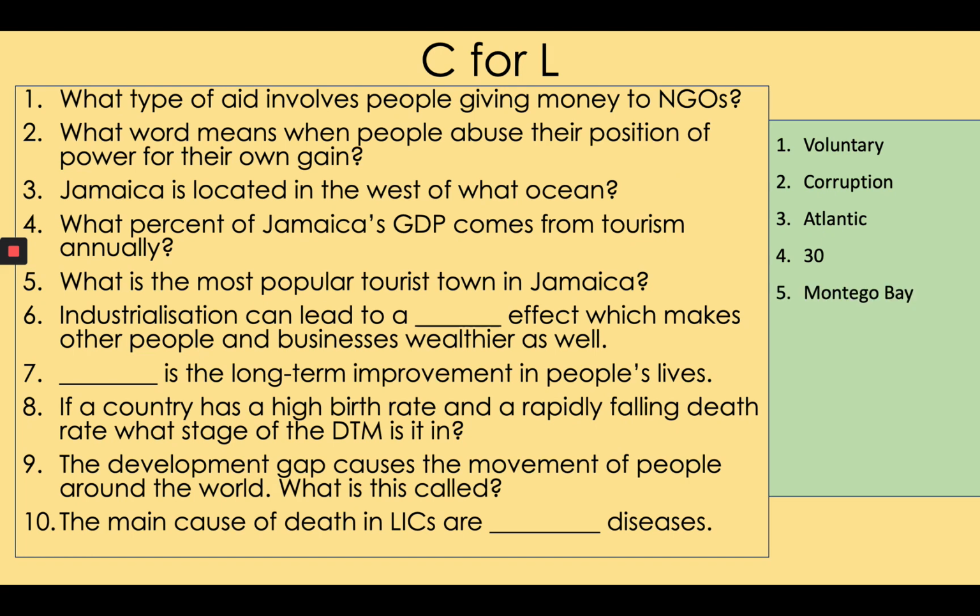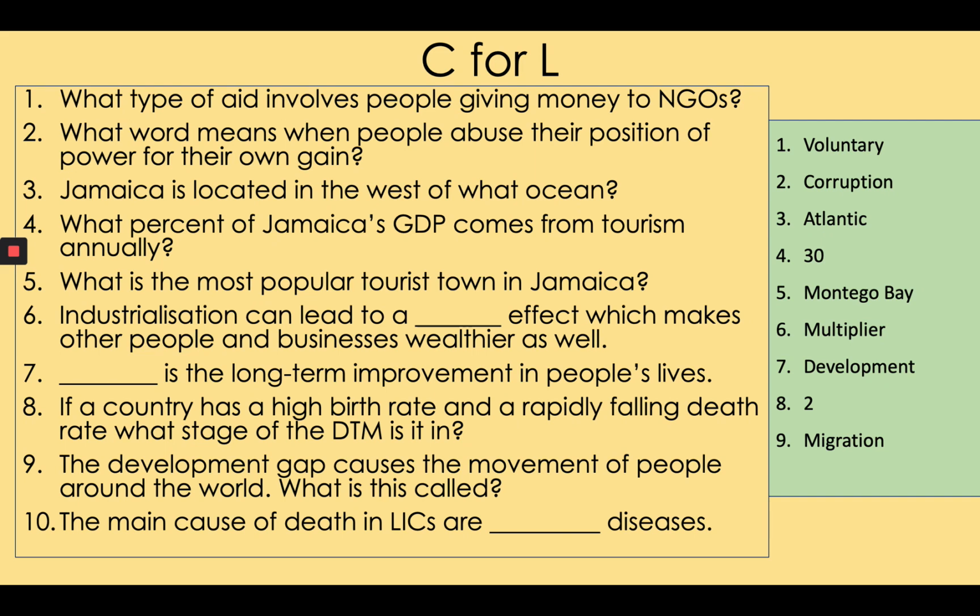5. What is the most popular tourist town in Jamaica? Montego Bay. 6. Industrialization can lead to a multiplier effect, which makes other people and businesses wealthier as well. 7. Development is the long-term improvement in people's lives. 8. If a country has a high birth rate and rapidly falling death rate, what stage of the DTM is it in? Stage 2. 9. The development gap causes the movement of people around the world. What is this called? Migration.